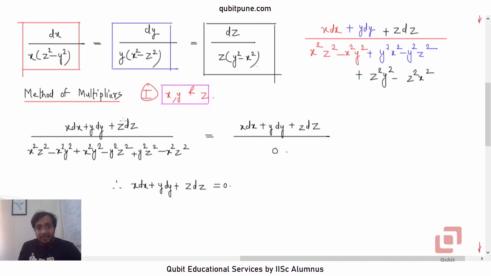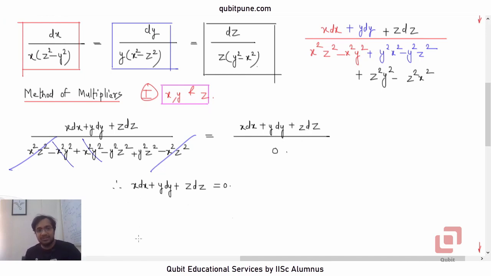Now if you add everything, you'll find that this is getting cancelled. x squared z squared is cancelled by negative x squared z squared, negative x squared y squared is cancelled by positive x squared y squared, and of course this is cancelled, so this is 0. Now you can't have a non-zero numerator and 0 denominator, so it has to be an indeterminate form. So x dx plus y dy plus z dz is equal to 0.